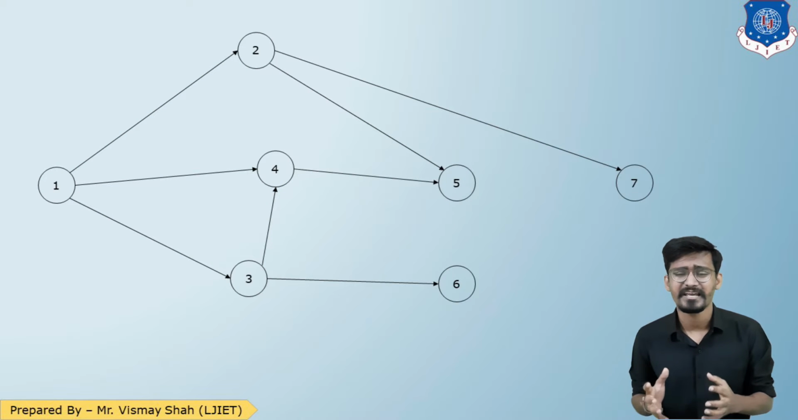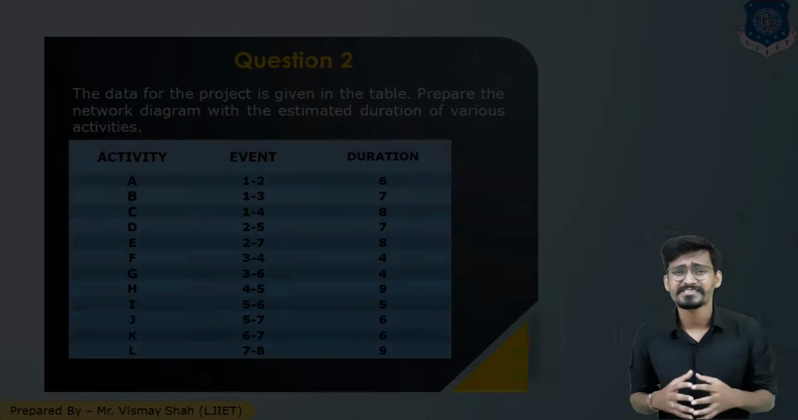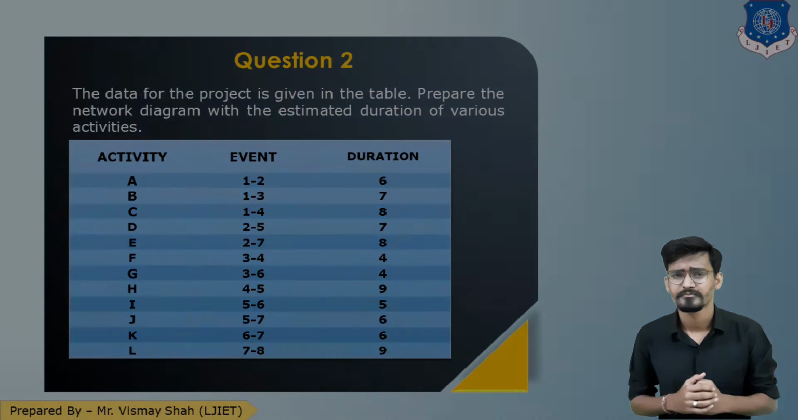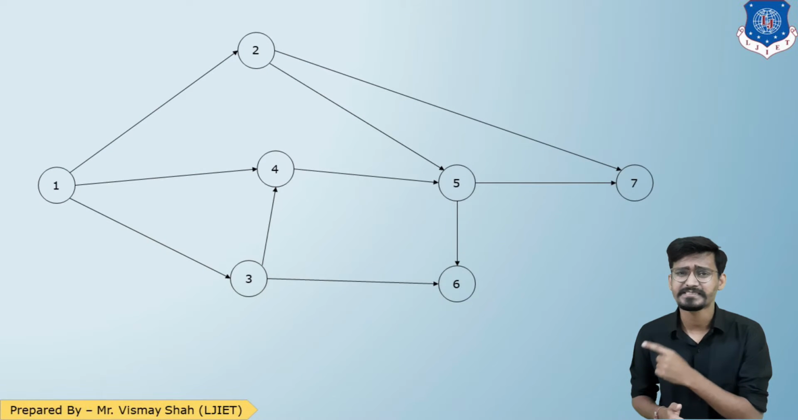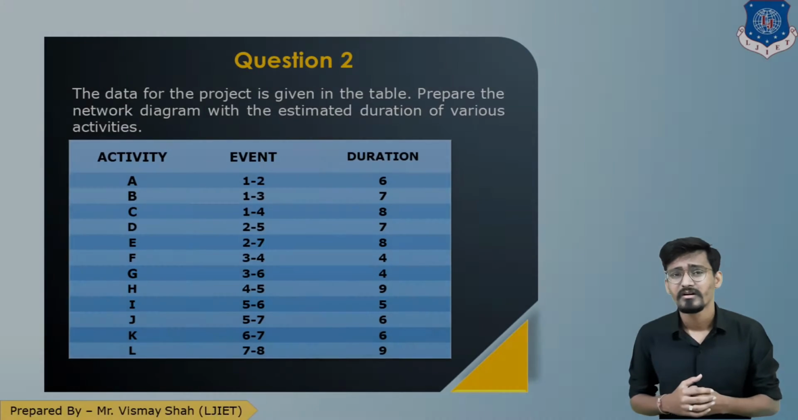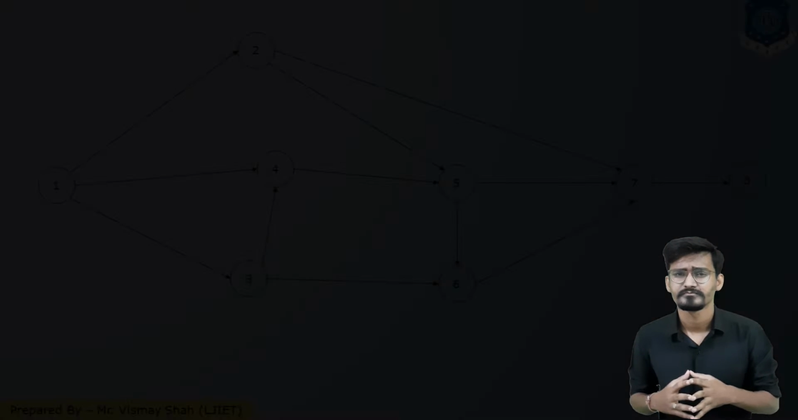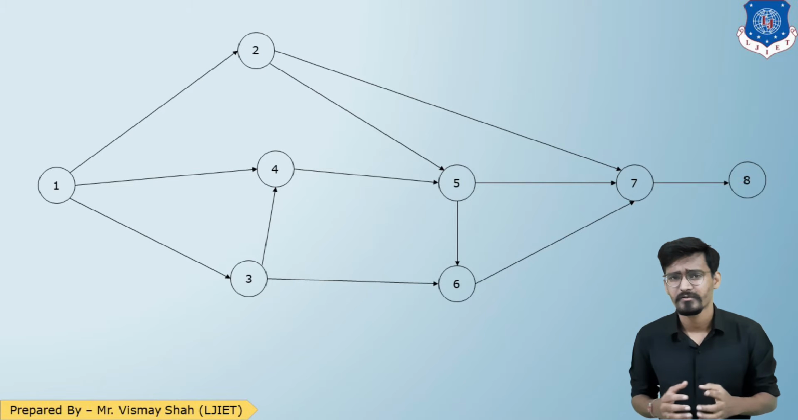Now let us see the question again. The next are 5-6 and 5-7. Let us draw that. So here is my 5-6, 5-7. Now there are the last two activities, 6-7 and 7-8. Let us complete that. So here are 6-7 and 7-8. So that is my complete network.